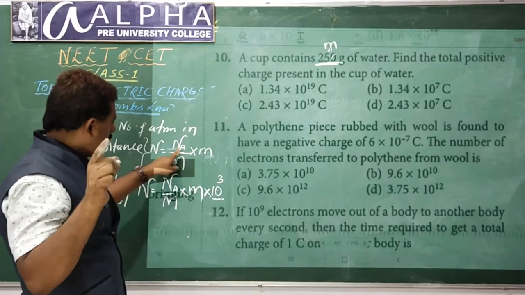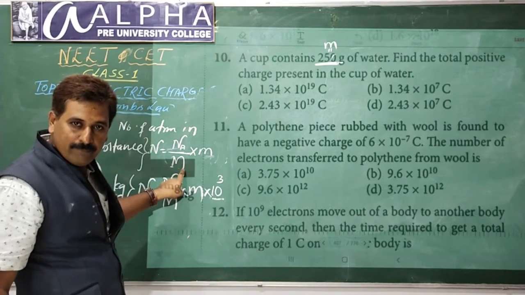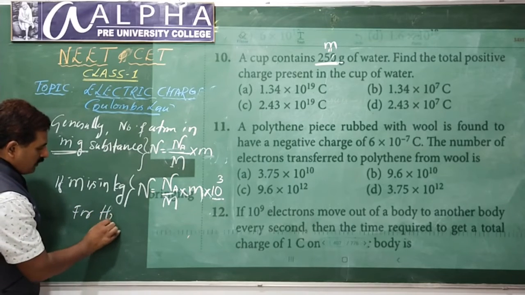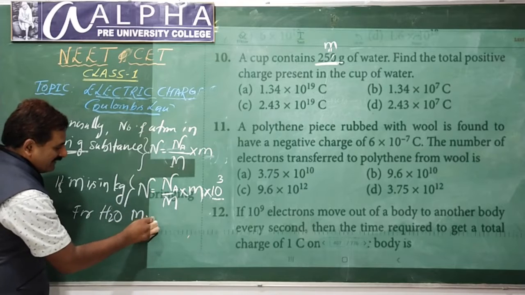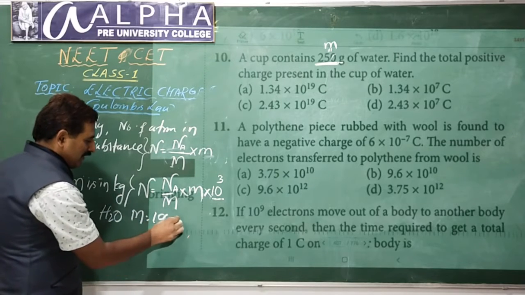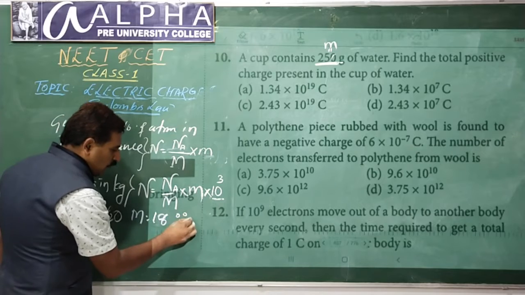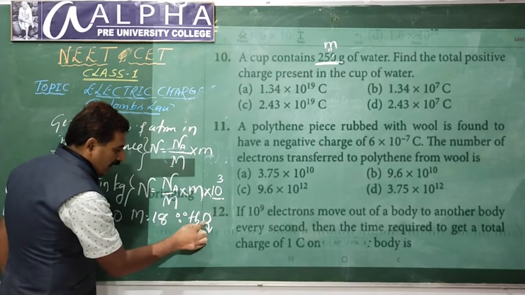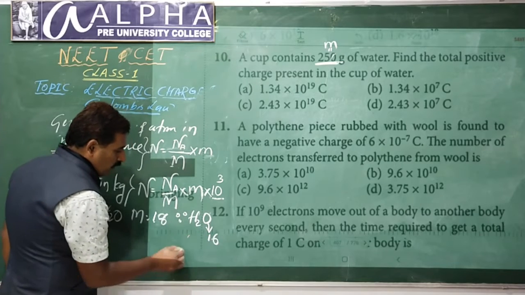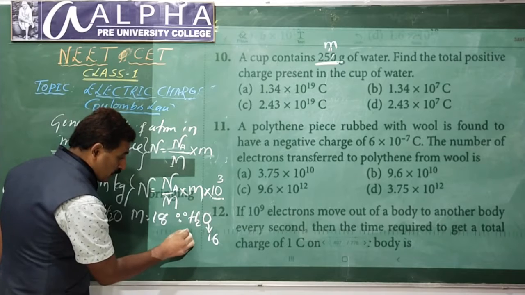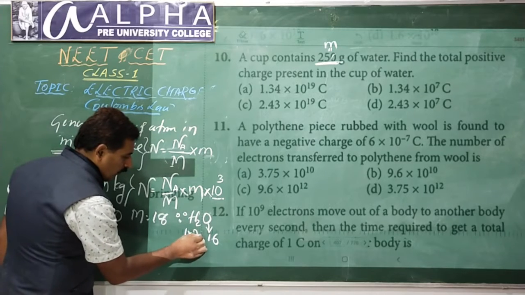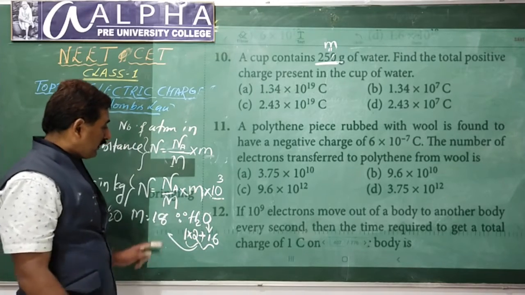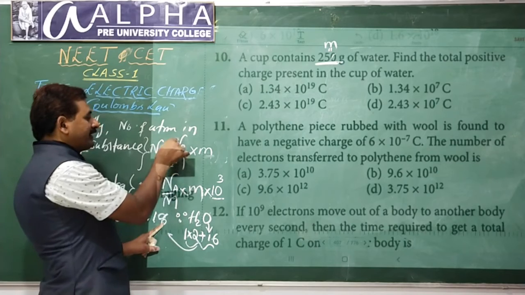What about Na? You know that. What is capital M? Capital M you know. For H2O, what is M? M is 18. Why, my dear students? Because for water, H2O, what is the atomic mass of oxygen? 16. What is the atomic mass of hydrogen? H2 is 1 into 2. 1 into 2, 2 plus 16 becomes 18. So 18 gram contains Avogadro number.